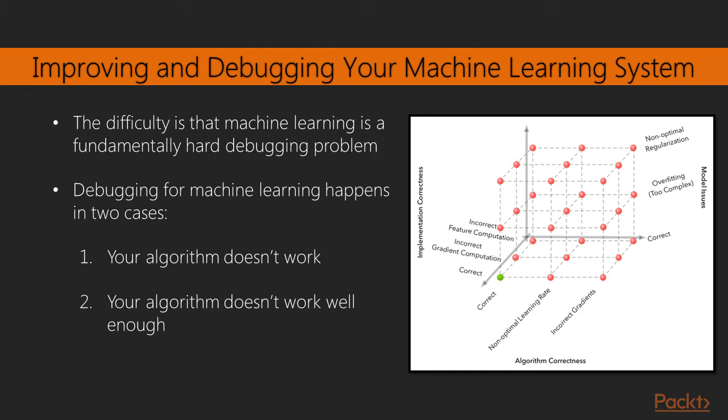Debugging for machine learning happens in essentially 2 cases. Not just when your algorithm doesn't work, but also when your algorithm doesn't work well enough. And what is unique about machine learning is that it is exponentially harder to figure out what is wrong when things don't work as expected.